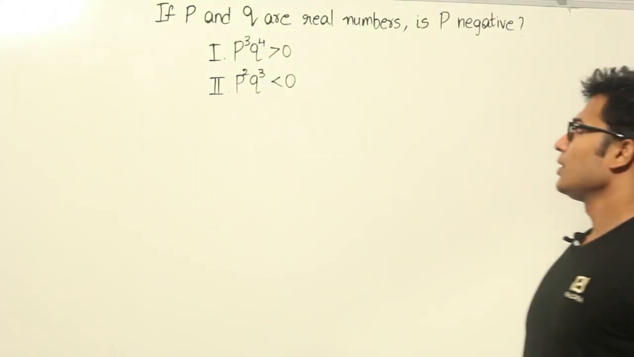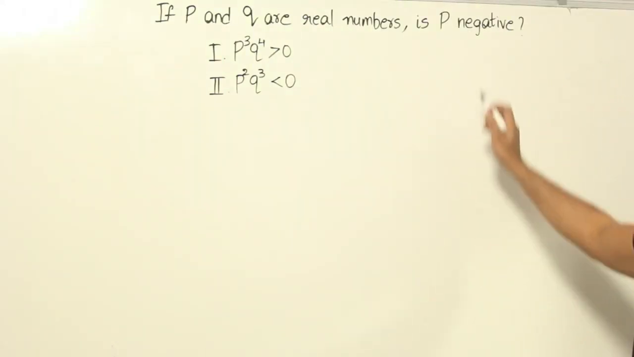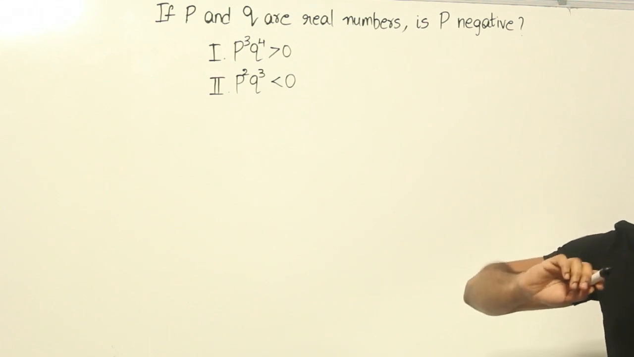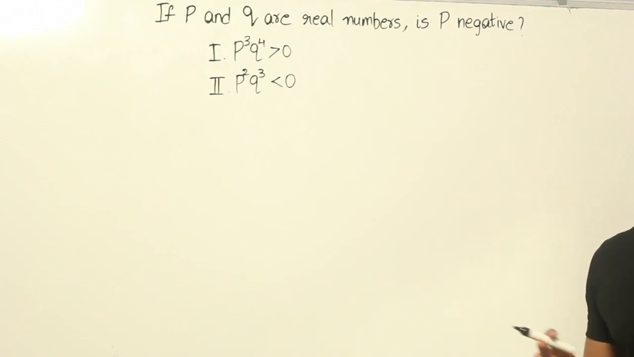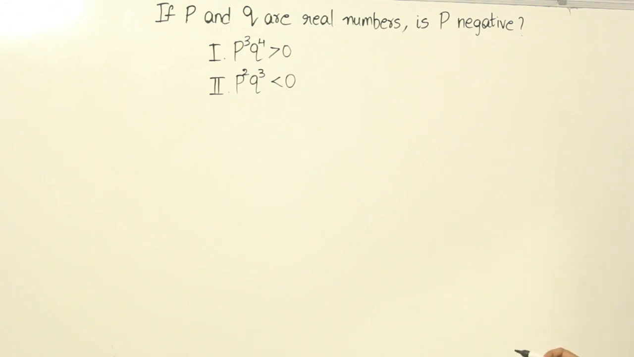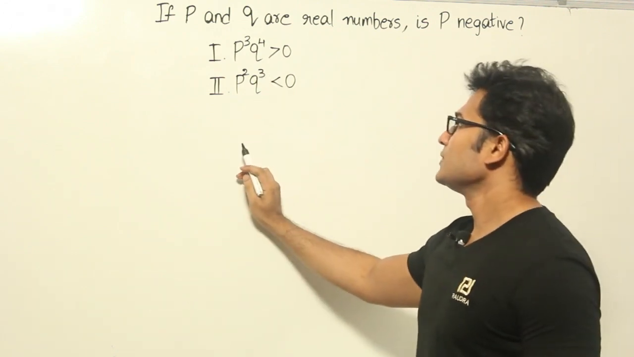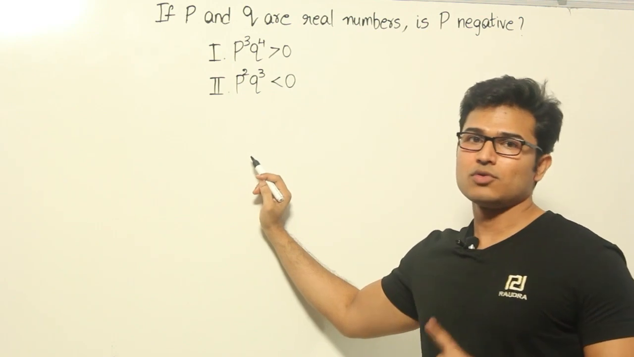Now let's see this one. If P and Q are real numbers, is P negative? So we are supposed to answer the question whether P is negative or not, either with an answer yes or with an answer no. Okay. Now by using statement number 1, let's see if I could say either yes or no to this question.